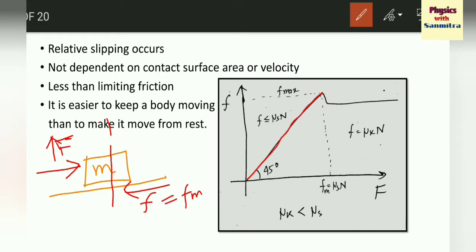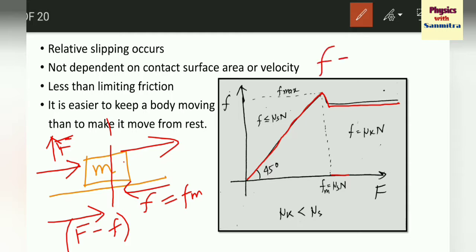Now, when I'm increasing this F further, there is a sudden drop in the friction force and it becomes constant. This is due to the fact that this block starts slipping. Now this is no longer in equilibrium. This will start slipping, and the net force will be F minus small f. That small f is kinetic friction, and for kinetic friction I can say f is equal to mu k into N. This is what I have written here. So this value of kinetic friction, mu k into N, is less than the F max.